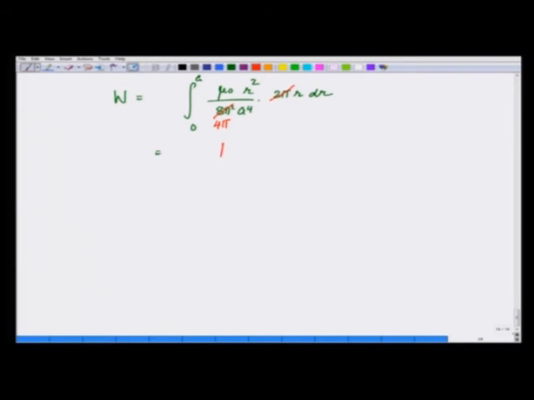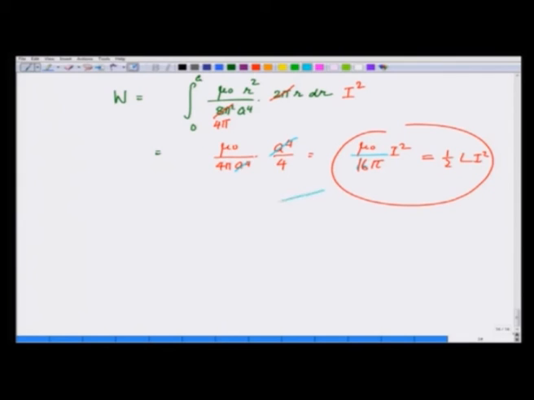which is equal to, this 2 pi cancels here and gives me 4 pi. So, this comes out to be mu 0 over 4 pi a raised to 4 times a raised to 4 divided by 4, which is mu 0, a raised to 4 again cancels, over 16 pi, and I had forgotten one, I square, and this should be equal to 1/2 L I square. These together then give me that L should be equal to mu 0 over 8 pi per unit length.